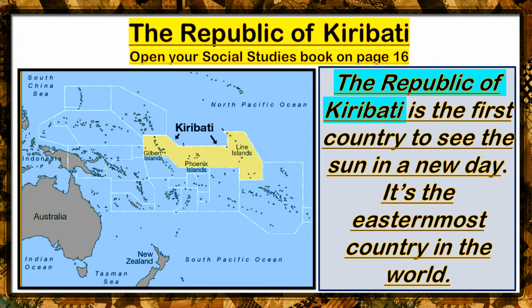So Japan is known to be the land of the rising sun, but the first country to see the sun in a new day is the Republic of Kiribati because it is the easternmost part of the world.